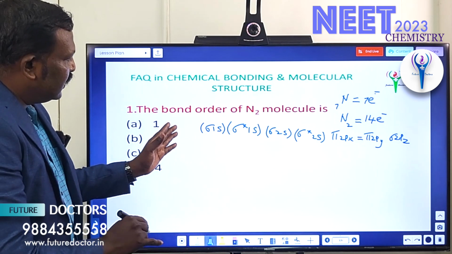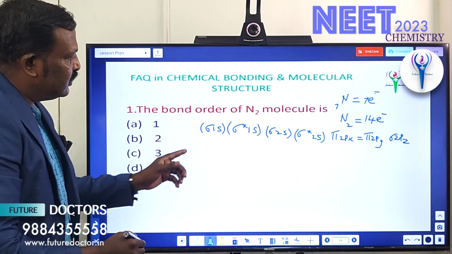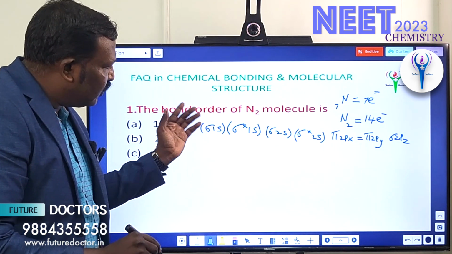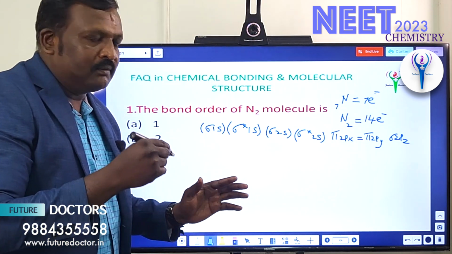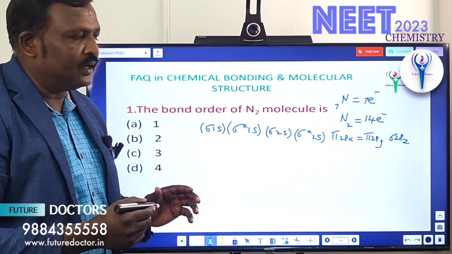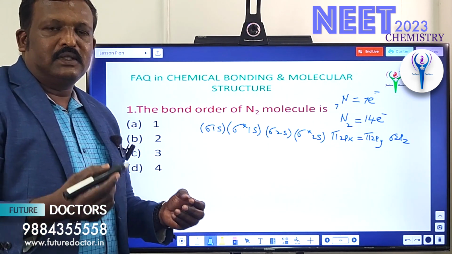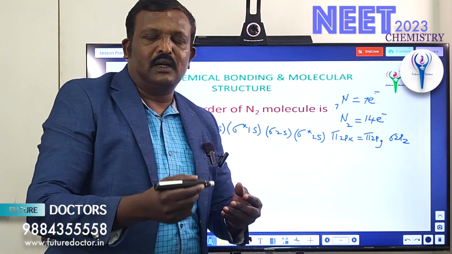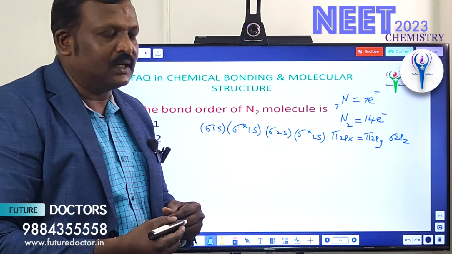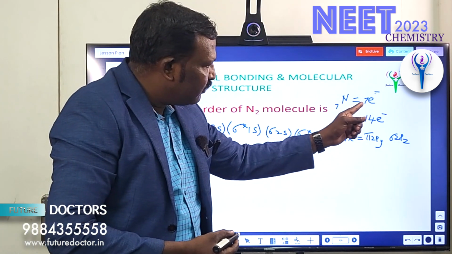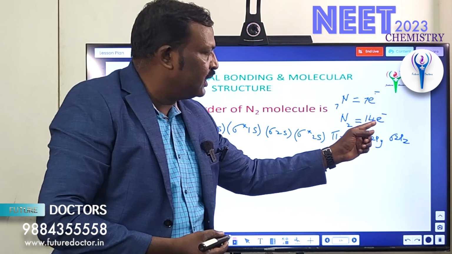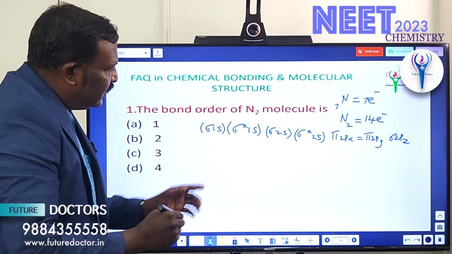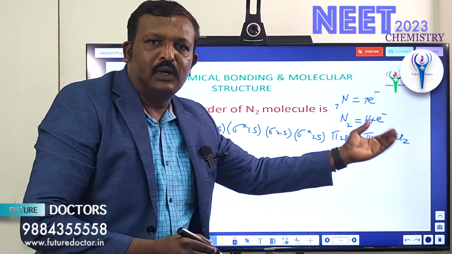So this is called the molecular orbital arrangement. Sigma 1s is the lowest energy. When you go from left to right, the energy level increases. We studied the Aufbau principle. Understood? So we should fill up the electrons according to the increasing order of their energy level. Now we have 14 electrons. In each and every orbital we should fill only 2 electrons.